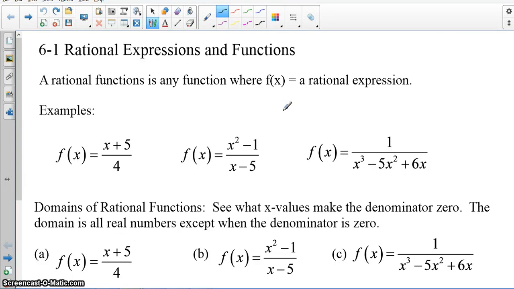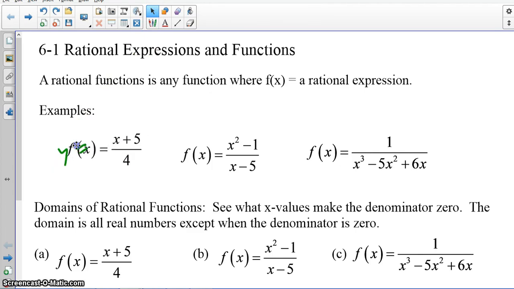Okay, so we've already talked about what a rational expression is. A rational function is where your y value equals that expression. So f of x equals y. So y equals a rational thing. So this is just y equals. Don't let the f of x notation mess you up. It's just y equals, same thing.